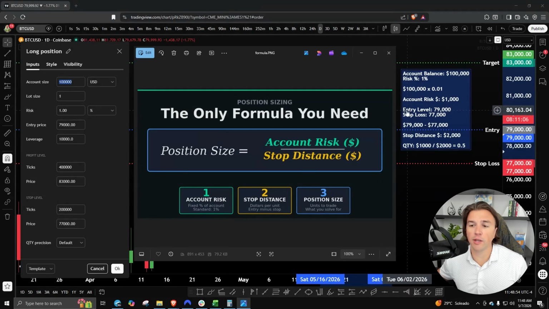We determined we wanted to enter at 79,000. We have a stop loss at 77,000. The distance between 79,000 and 77,000 is 2,000. Now we take that account risk, 1,000, and divide it by the stop distance. So 1,000 divided by 2,000, and that gives us 0.5. What does that mean? That means for our risk to stay static based on our risk profile and our metrics that we chose, then we would purchase 0.5 Bitcoin for this trade.